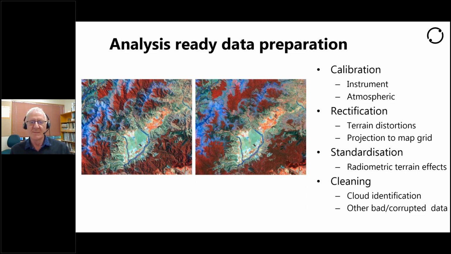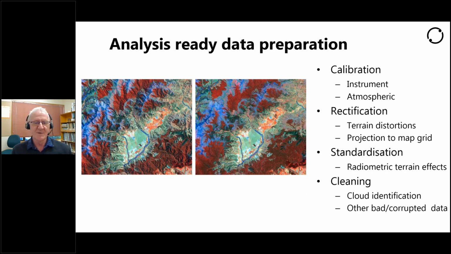There's also the terrain distortions and projections, corrections that we need to make to get things onto a map grid, which is normally how we do the analysis, particularly when you're comparing imagery from different sources.